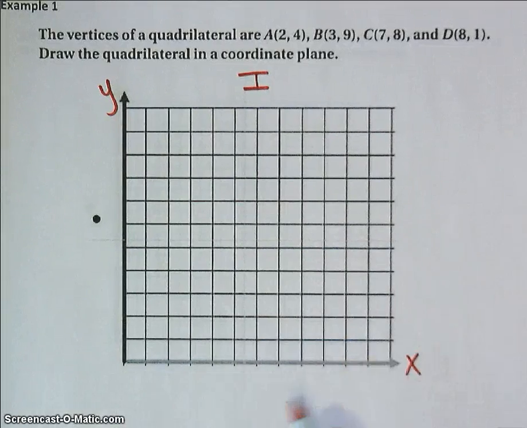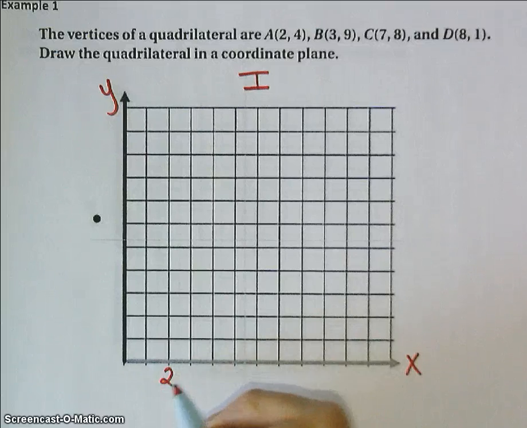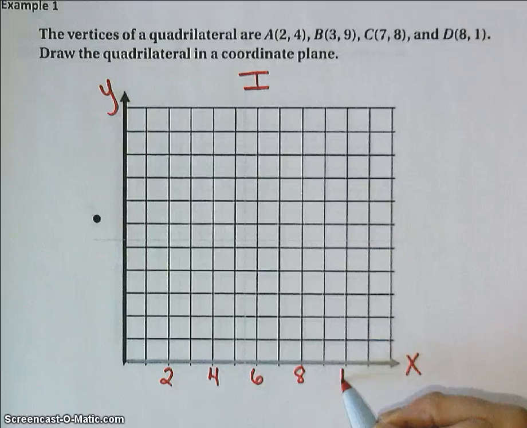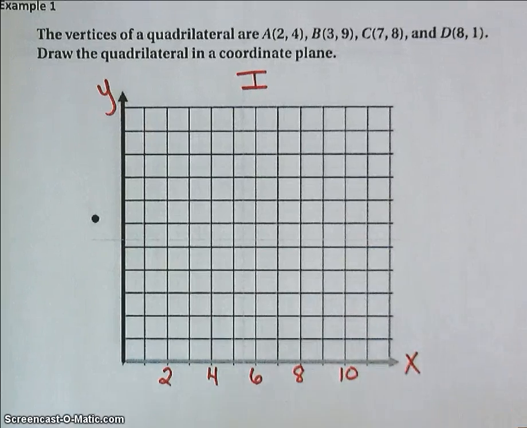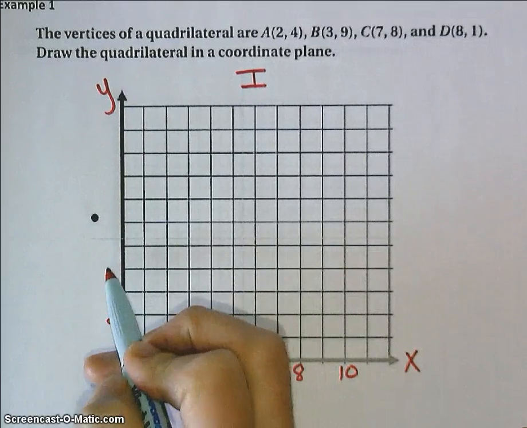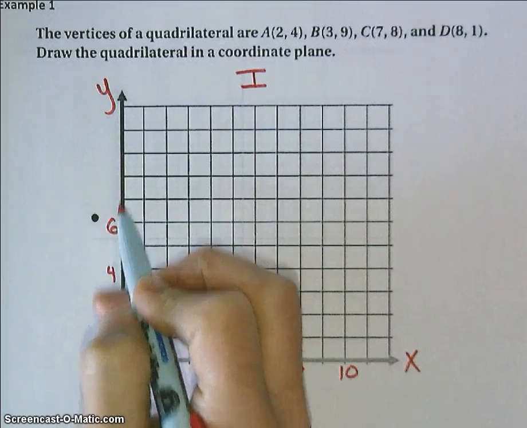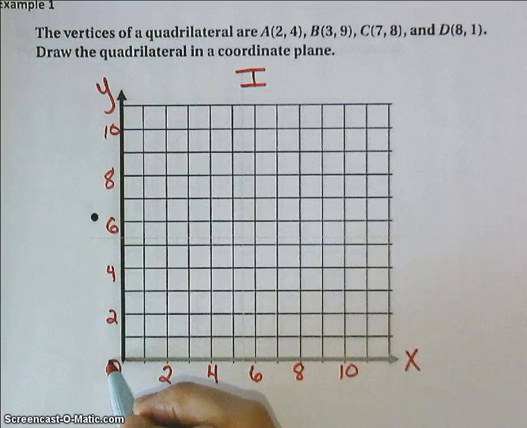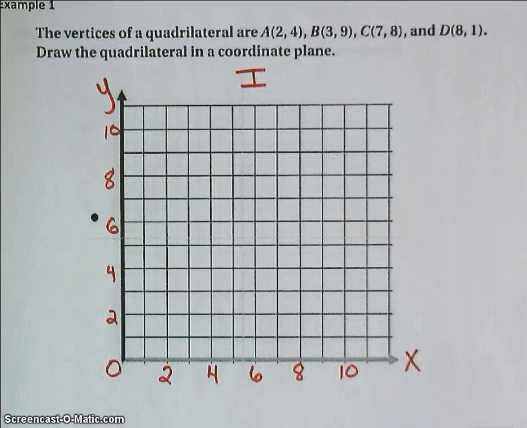Then let's number our axes so we at least have an idea where our numbers are, so I don't have to recount every time. I'm just counting by 2s, and I'll count by 2s on the y-axis as well. And this right here in the middle, that's 0. Okay, so let's begin to plot our points.